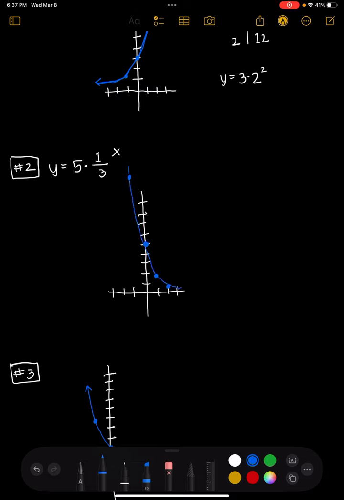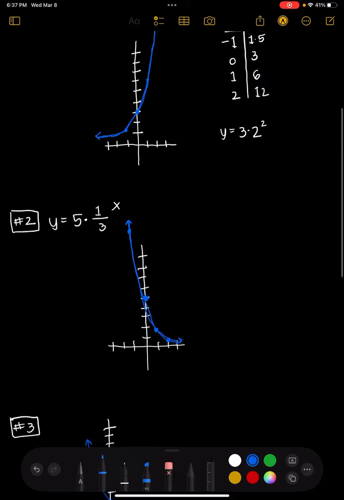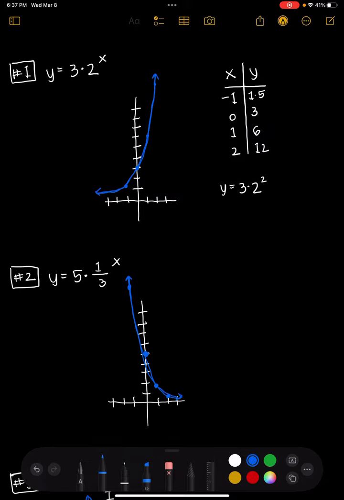The reason why it's backwards, or the other way, is because now my slope portion is a fraction, whereas up here my slope portion, that 2, is a whole number. So when you have a fraction, it looks more like this one, and when you have a whole number, it looks more like this one. Okay, so that's how we graph them based on the equation.